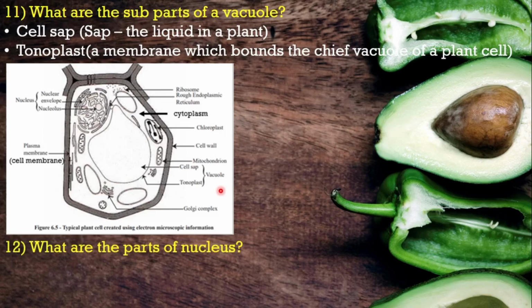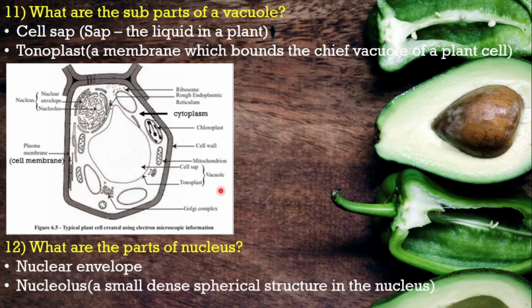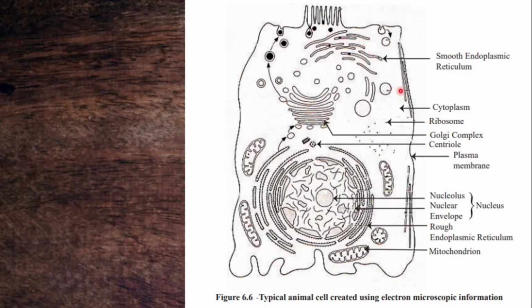Now, what are the parts of a nucleus? Here we have the nuclear envelope and the nucleolus, a small dense spherical structure in the nucleus. Next one. As you can see here, this is a typical animal cell created using electron microscopic information. Let's look at some organelles that we can find here and some parts of the animal cell.